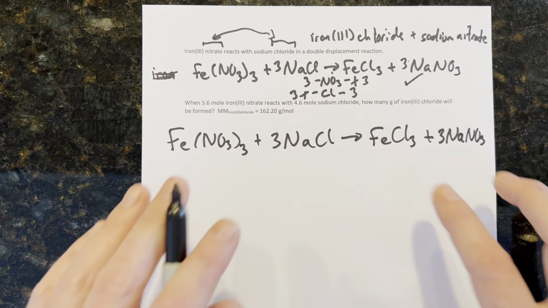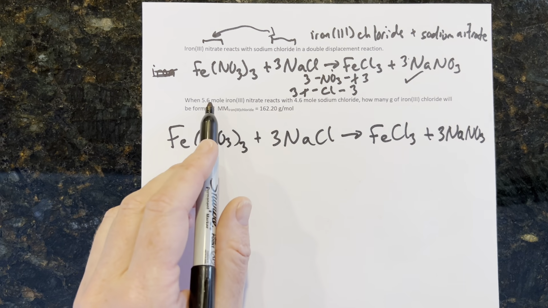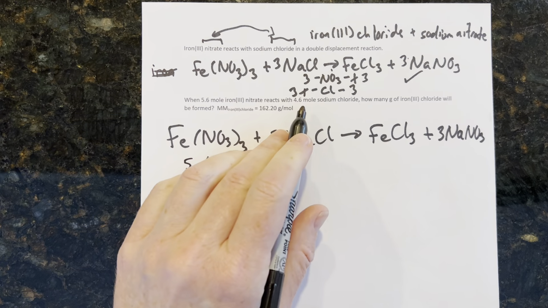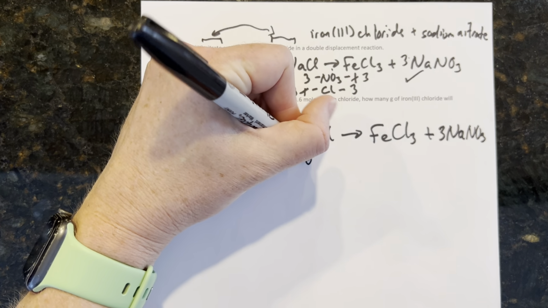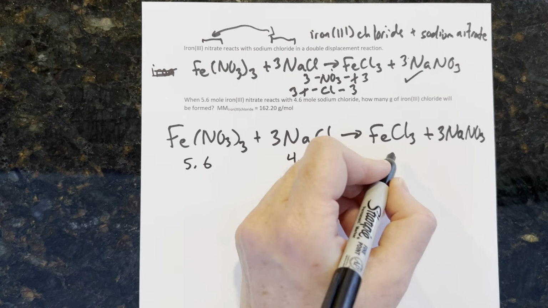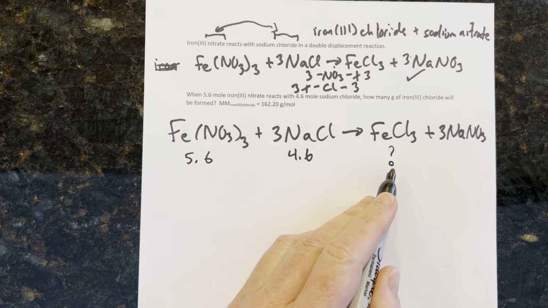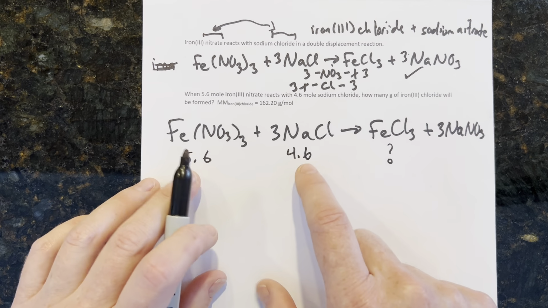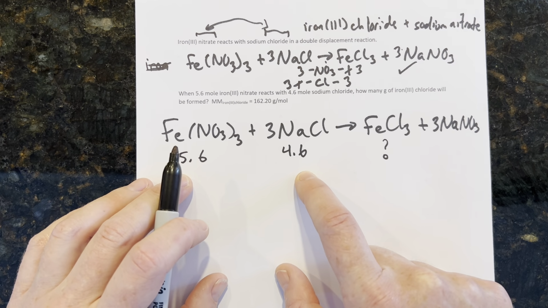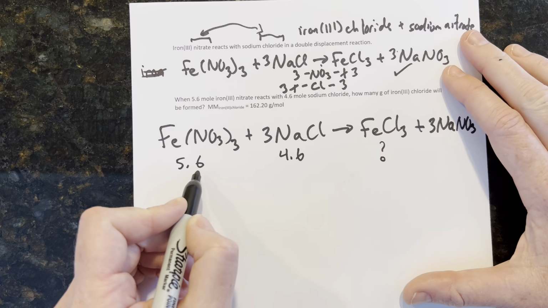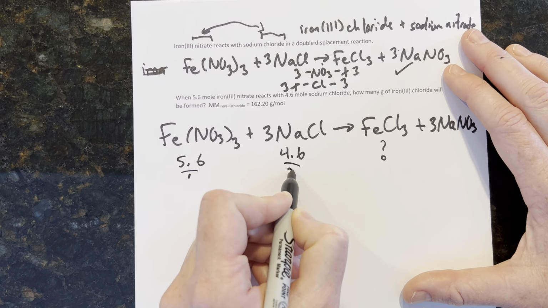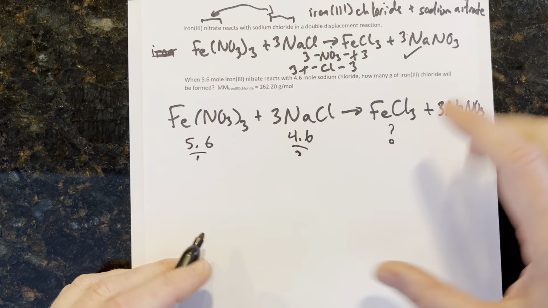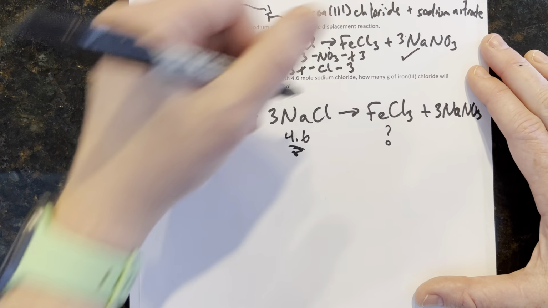All right, so we know we have a balanced reaction now. It says when 5.6 mole of iron 3 nitrate reacts with 4.6 mole of sodium chloride, how many grams of iron 3 chloride? In other words, our question is here, we're gonna find it in moles and then turn it into grams. If you remember, when you're given two numbers, the very first thing to do is find which one you're gonna run out of first. To do that, you divide by the coefficients, that by 1, that by 3, and you ask which one's smaller. 4.6 divided by 3 is smaller, and then you get rid of that number.